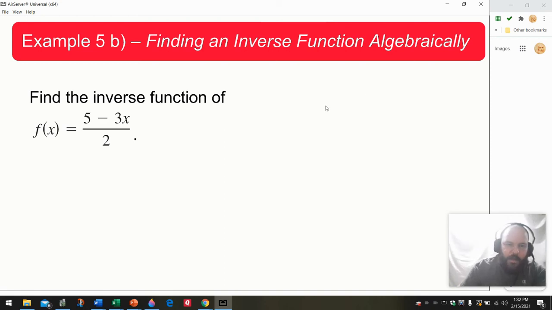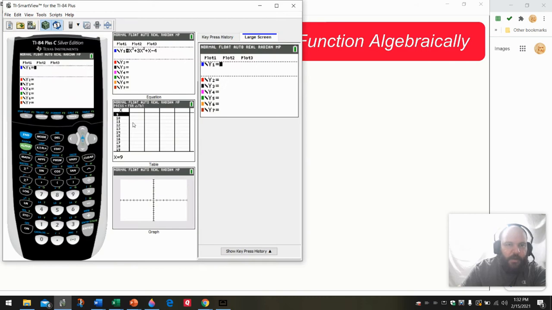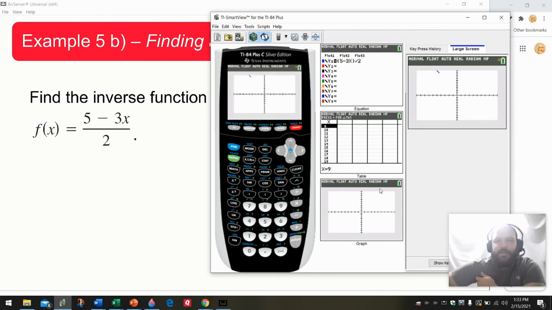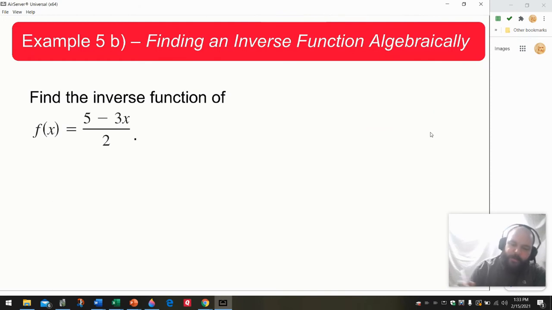And I can show you on my graphing calculator here. Sorry, I had changed that problem and I forgot to change the graph. So this would be (5 minus 3x) divided by 2. So if we look at the graph of this, you're going to see it's just a line, and that line will pass the horizontal line test. So this function will have an inverse. So let's go ahead and find it.